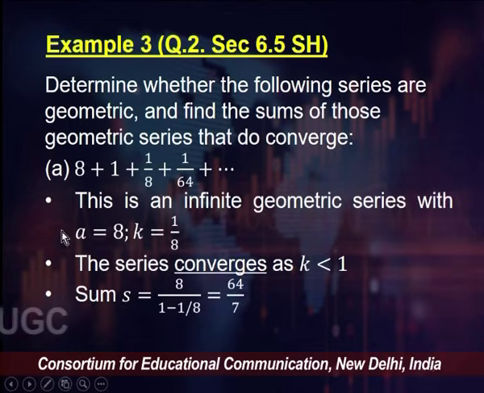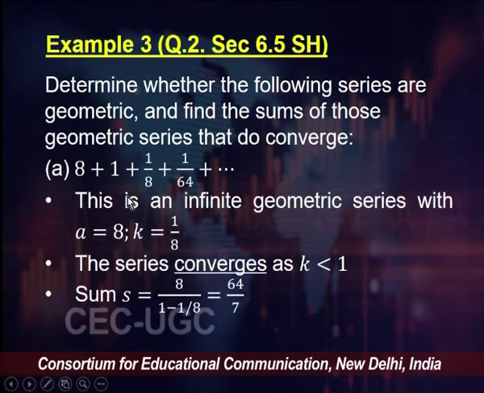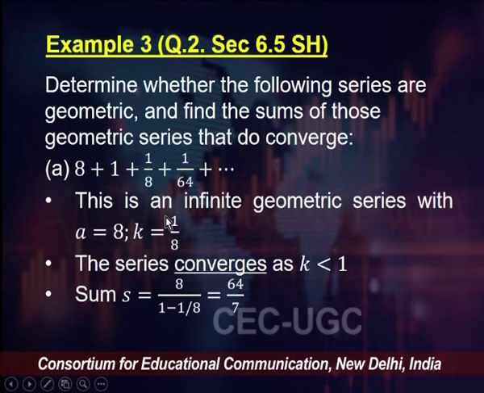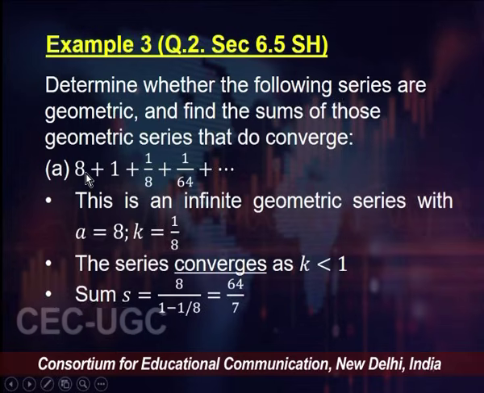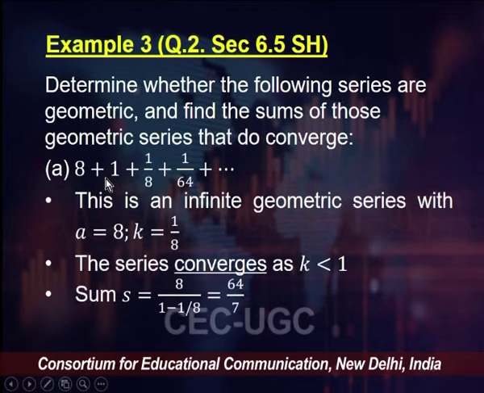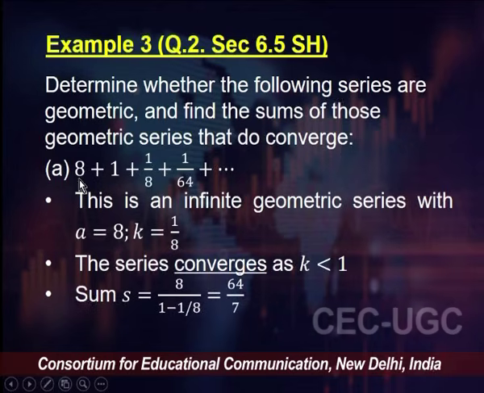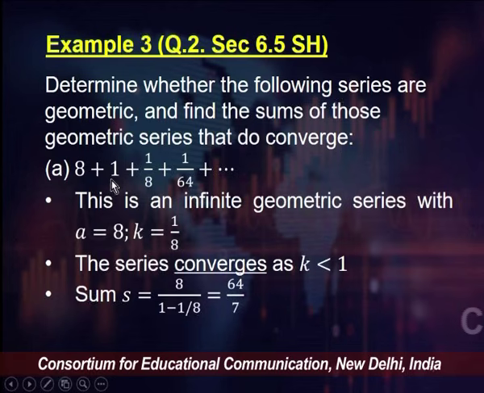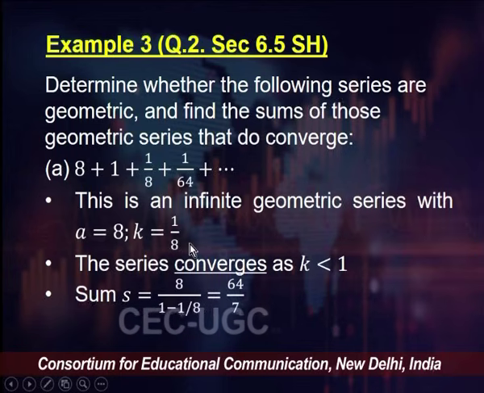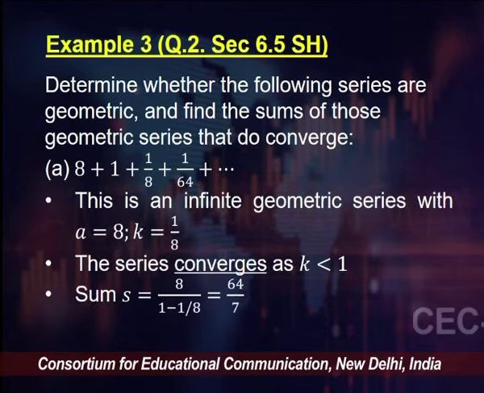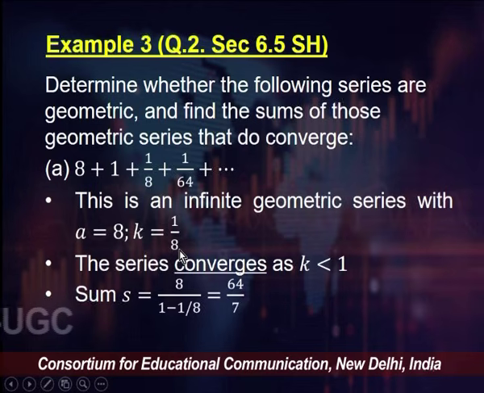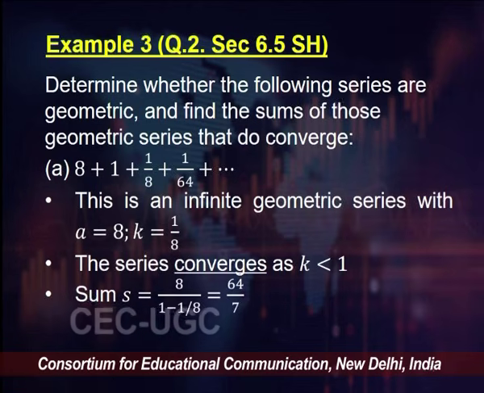Our first series given here is 8 plus 1 by 8 plus 1 by 64 and so on. And you can see here this is an infinite geometric series with the first term being 8, the common ratio being 1 by 8, right, because 8 times 1 by 8 is 1, 1 times 1 by 8 is 1 by 8, 1 by 8 times 1 by 8 is 1 by 64. So, you can clearly see that it is an infinite geometric series. And because this common ratio, this k, the quotient, is less than 1, we can say that the series converges.